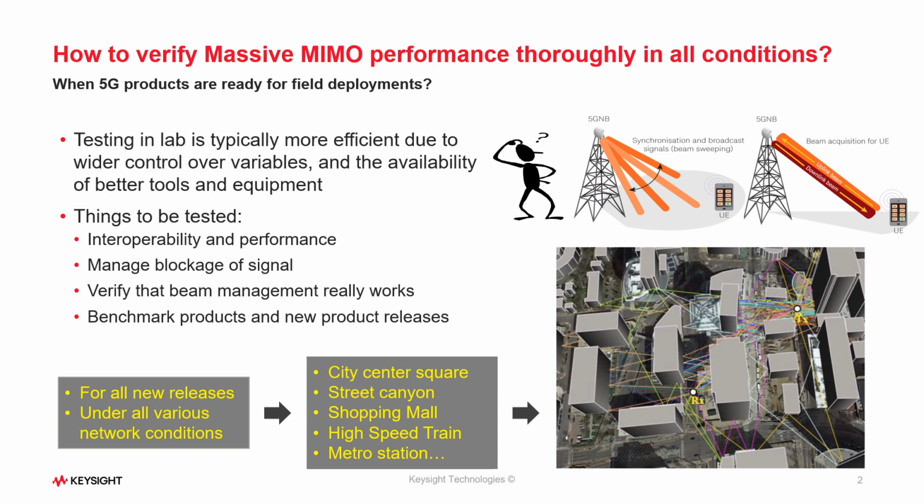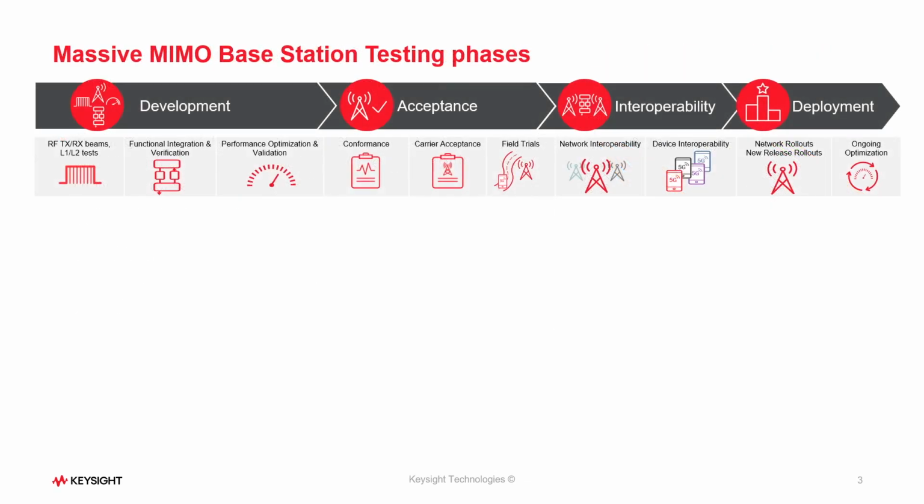Product testing needs to be done for all new software releases and under various network conditions: city center, shopping malls, high-speed moving vehicles, etc. Product testing phases are divided in development, acceptance, interoperability, and field deployment. It is important to validate interoperability and performance of real devices and massive MIMO base station in each of these phases.